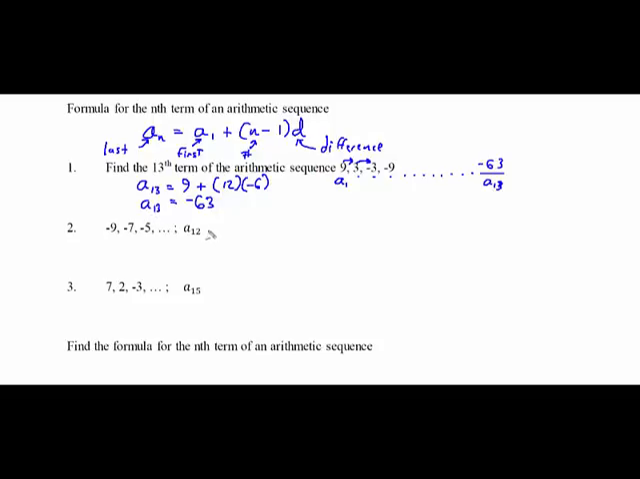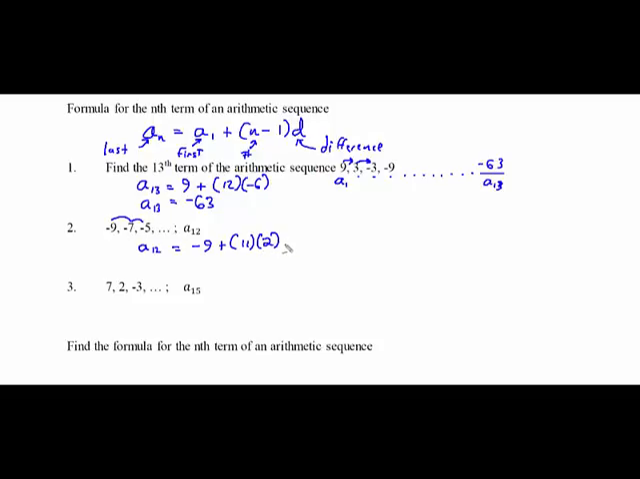Now I'm going to use the formula to get to my 12th term here, so my a sub 12 is going to be negative 9, which is my first term here, plus I'm going to plug my 12 into the n minus 1, so that would be 11. And then my difference in this problem, if I look at how this is moving from one number to the next, the answer is positive 2.